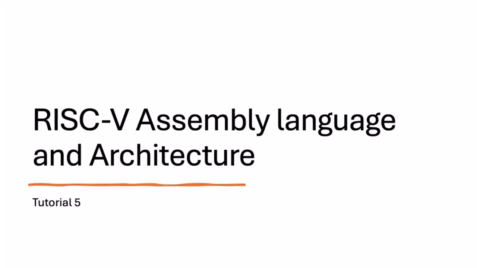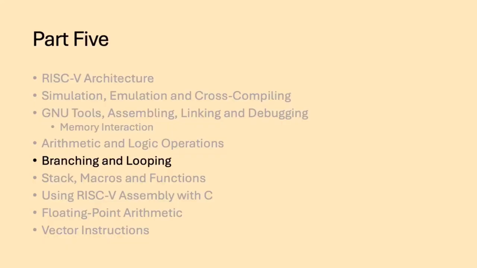Welcome to the 5th tutorial of the RISC-V Architecture and Assembly Language series. This section will look at B and J type instructions, namely branching and jumping. This was covered to some extent in tutorial 1, and here we will give a recap with some hands-on examples.